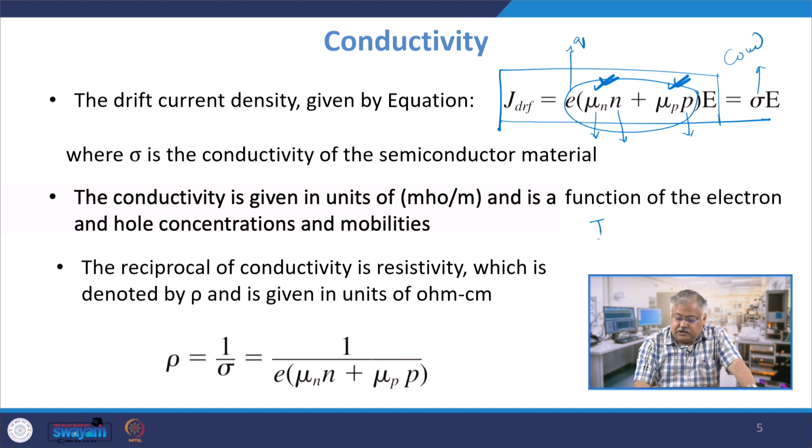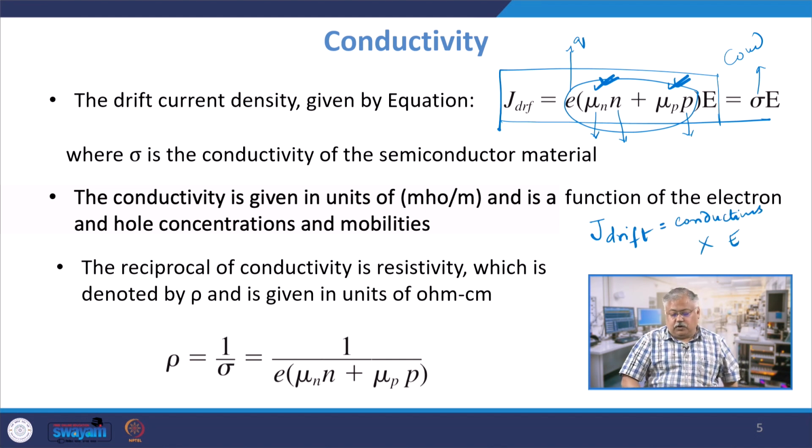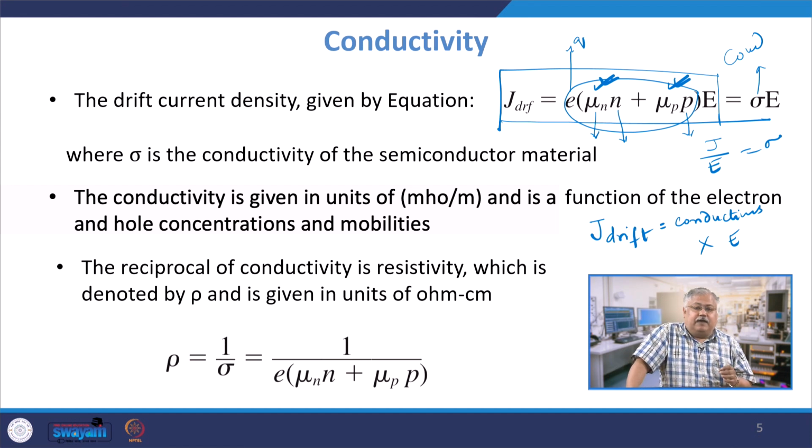So, basically my drift current density is equal to conductivity multiplied by electric field, correct. So, what you get as conductivity is basically J by E. If the conductivity is high, it effectively means that I will be able to generate a higher value of drift current density for the same value of the electric field present. So, that is the reason it is given by J by E equals sigma here.